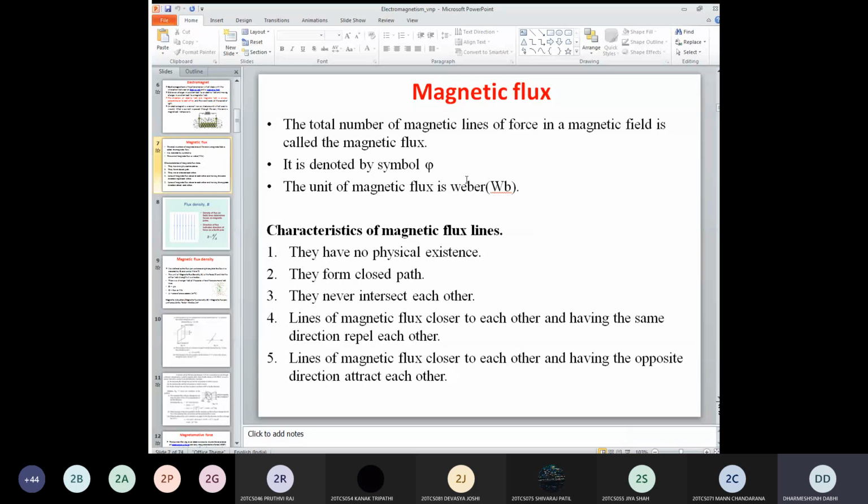So, I'm talking about the magnetic flux. As we see, the magnetic flux is the total number of magnetic lines of force, that is called a magnetic flux. Unit is Weber, symbol is phi. There are some characteristics, as I already told you, five characteristics: no physical existence, closed path, they never intersect each other. If two flux lines pass each other in the same direction, they repel each other. If in opposite directions, they attract each other.